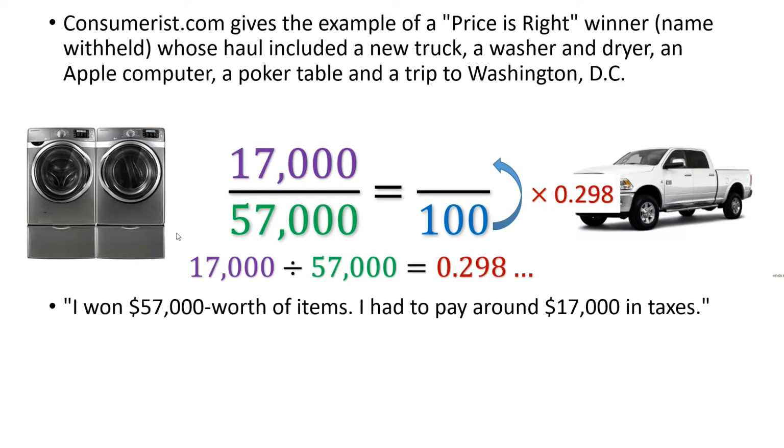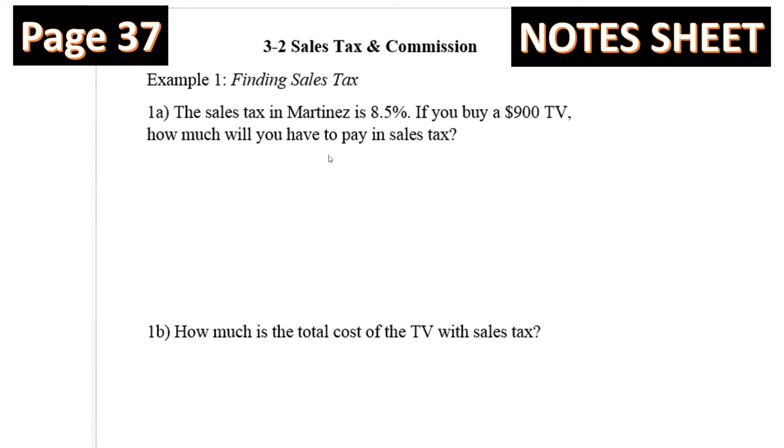But if we multiply this by 100 to convert it into a percent, we're going to see that it's almost 30% that he had to pay in taxes based on his prizes. So yeah, he's getting a lot of things for less money, but they're not free. Okay, now we've made it to the note sheet.